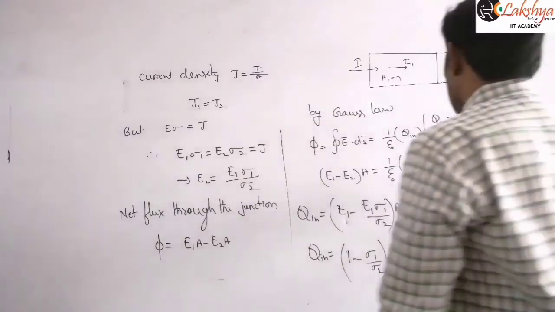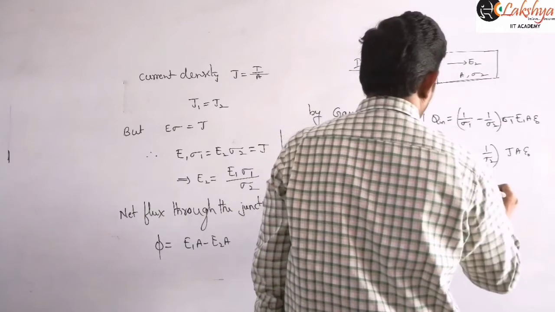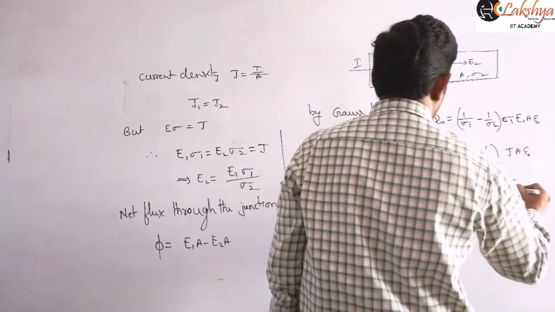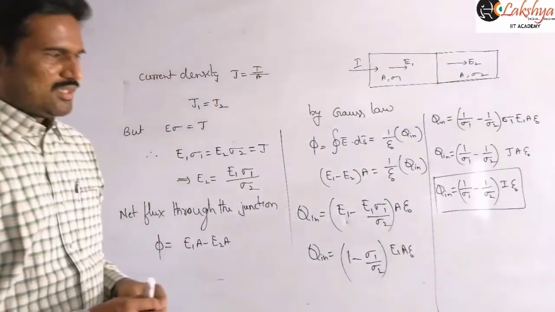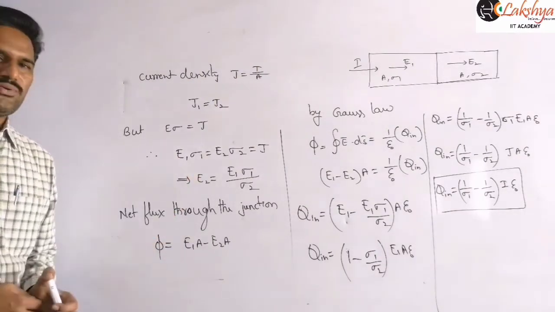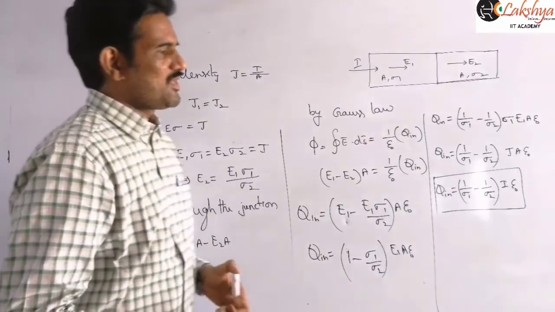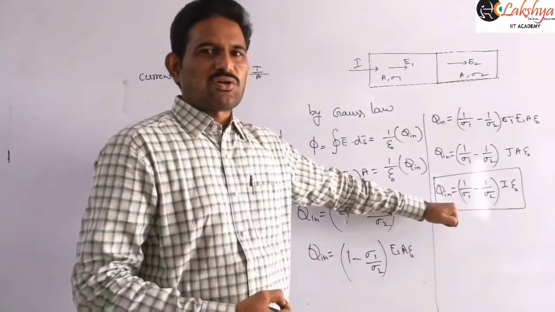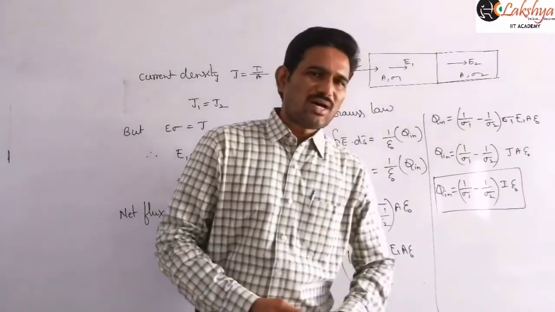Now we know that J into A gives us the I value, the current. And so, therefore, the charge enclosed is equal to (1 by sigma 1 minus 1 by sigma 2) into I into epsilon naught. This is the charge developed or accumulated at the junction when two different materials are joined together. Sometimes, instead of asking for the charge, they may ask for the flux. If they ask for the flux, we simply write Q by epsilon naught, which is our flux, so (1 by sigma 1 minus 1 by sigma 2) into I.